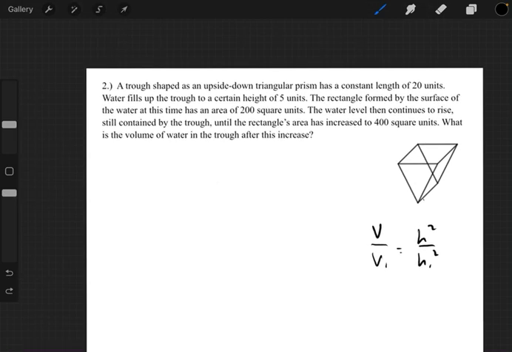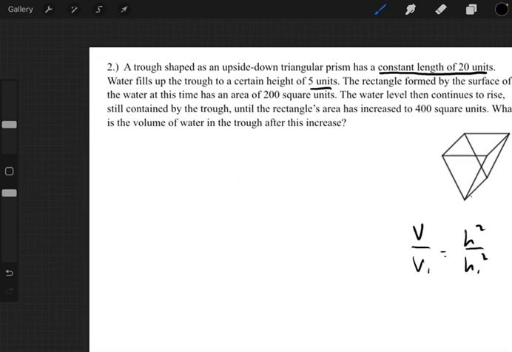A trough shaped as an upside down triangular prism has a constant length of 20 units. See, constant length. I specifically stated that to try to trick people as little as possible. The initial one did not say that. Water fills up the trough to a certain height of 5 units. The rectangle formed by the surface of the water at this time has an area of 200 square units. The water level then continues to rise, still contained by the trough, until the rectangle's area has increased to 400 square units. What is the volume of water in the trough after this increase?